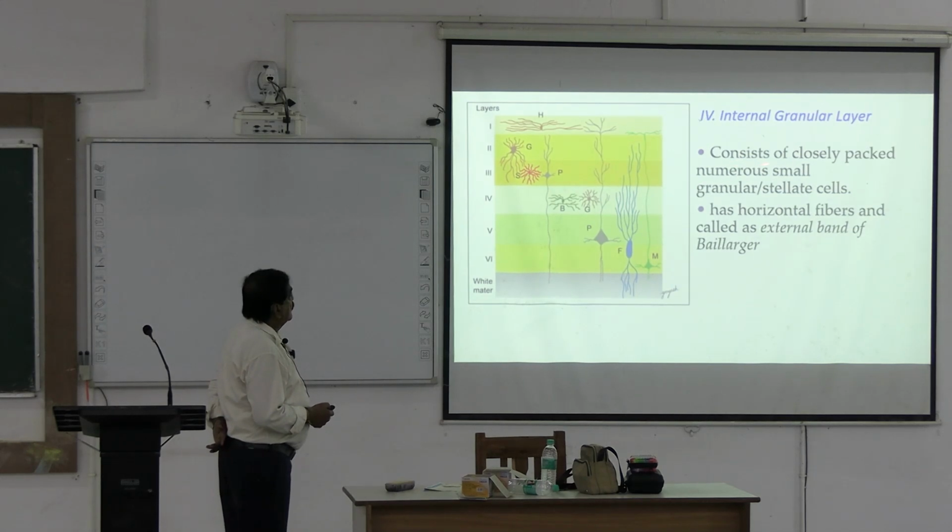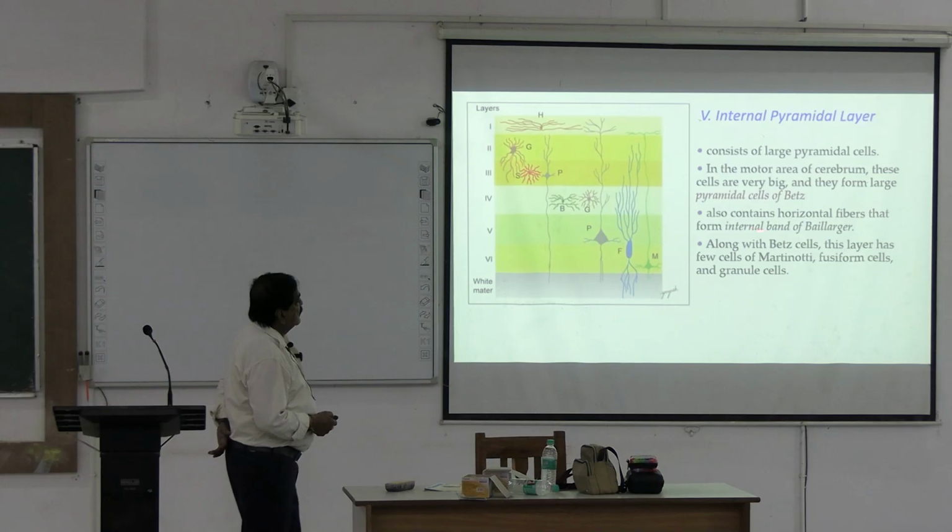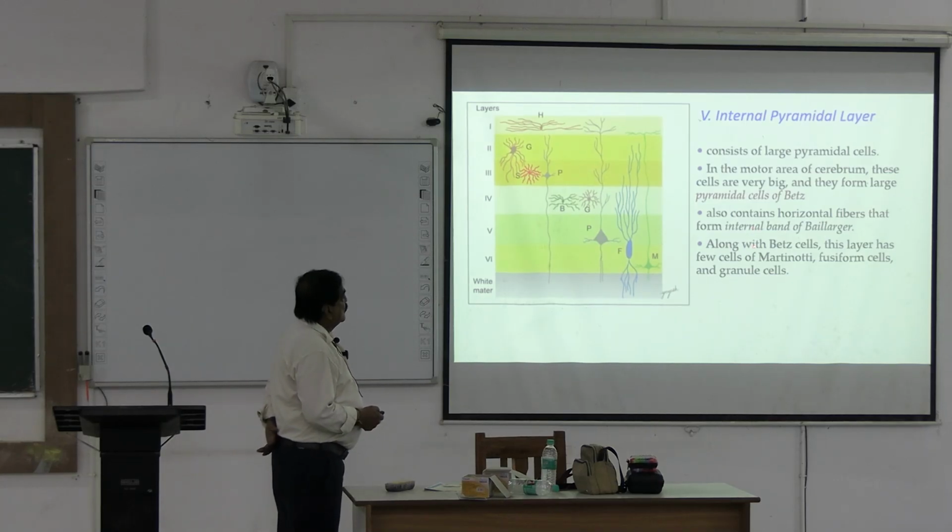Internal granular layer consists of closely packed numerous small granular stellate cells. It has horizontal fibers and is called the external band of Baillarger. Ganglionic layer consists of large pyramidal cells in the motor area of the cerebrum. These cells are very big and are called the giant pyramidal cells of Betz. It also contains horizontal fibers that form the internal band of Baillarger. Along with Betz cells, the layer has few cells of Martinotti, fusiform cells and granular cells.